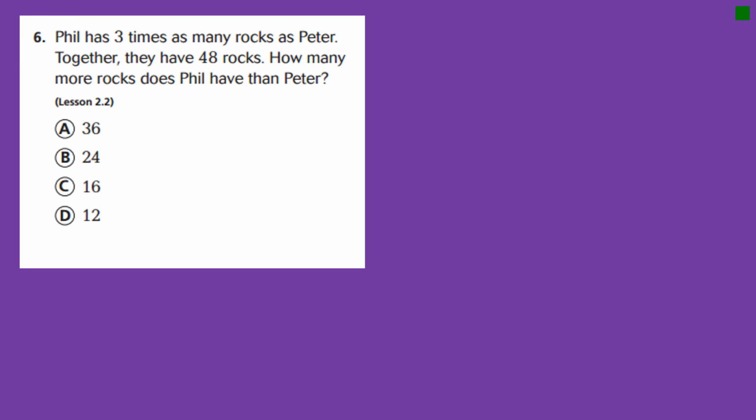All right, one more in the review department. We're going back to chapter 2, lesson 2. Phil has 3 times as many rocks as Peter. Together, they have 48 rocks. How many more rocks does Phil have than Peter? Okay. Can I just multiply 48 times 3? Does it say that Peter has 48 rocks and Phil has 3 times that? No. It says together they have 48 rocks.